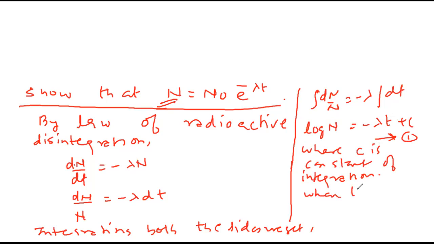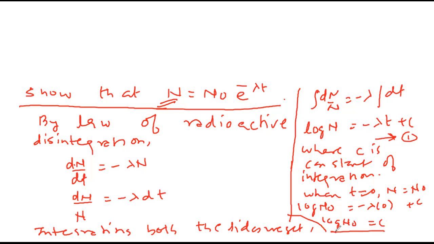When time is 0, n is n0, correct? Start means time 0, n is n0. Yes, sir. So when n becomes n0, I can say t is 0 so that I can get c value. What is 0 into anything? 0. So c is log of n0 we got. Please copy this. Just 2 more lines.